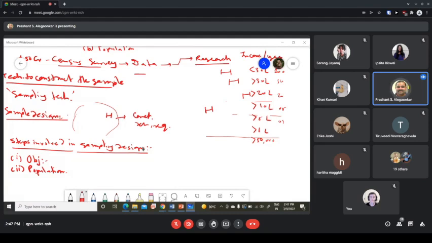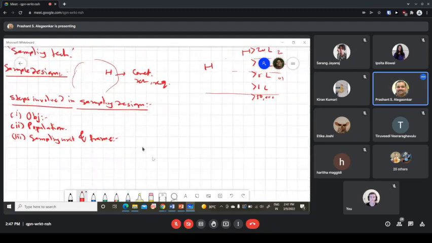The third thing is the sampling unit and frame. Sampling unit and frame.